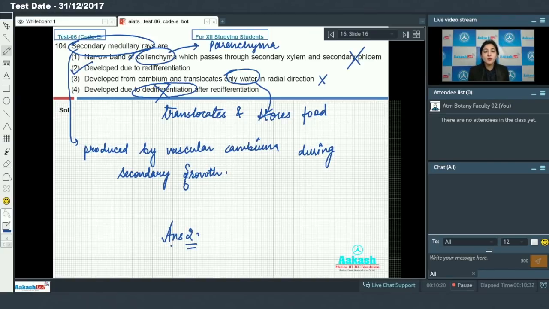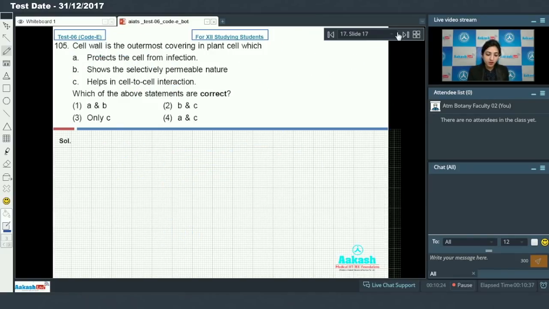I hope you are clear. Moving on to the next question, that is question number 105. Cell wall is the outermost covering in the plant cell. We know that it is the outermost covering of the plant cell, while in animal cell it is the cell membrane. So the cell wall is an outermost covering which protects the cell from infection. This is true. That infection can be from any pathogen, such as viruses, bacteria, fungi. So the cell wall protects the plant cell from infection by the pathogen.